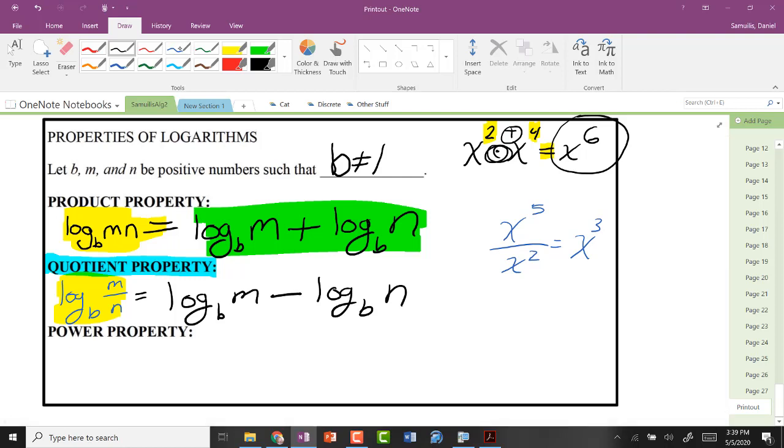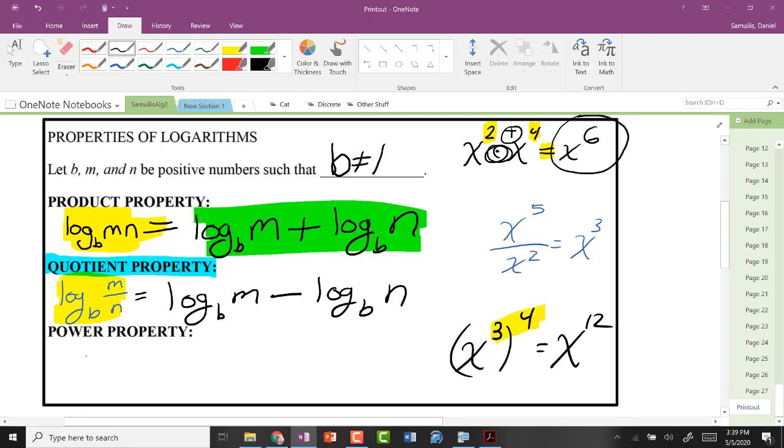And then that brings us to the last one, the power property. Say we have x to the third to the fourth. What do I do with these exponents? We multiply: x to the 12th.